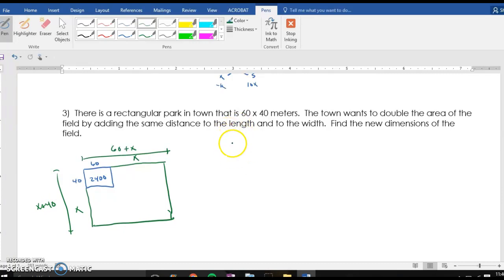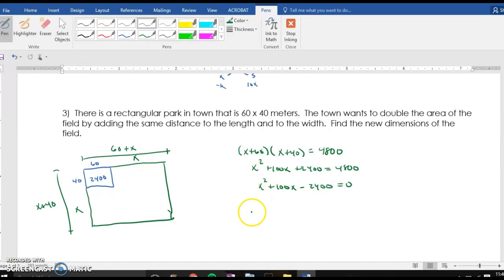So again, just like the first example, the new length is x plus 60. The new width is x plus 40. When I multiply these together, it should equal double the area, which would be 4,800. Now, when I go to solve this, I multiply: x squared plus 100x plus 2,400 equals 4,800. Set it equal to 0 by subtracting 4,800. x squared plus 100x minus 2,400 is equal to 0.